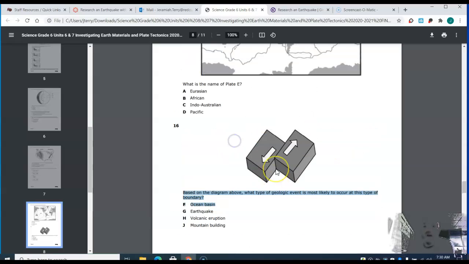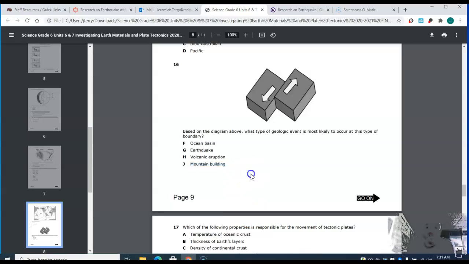Number 16, based on the diagram above, what type of geological event is most likely to occur at this type of boundary? Okay, we have 2 plates that are moving like this. What type of plate movement is this? Is this an ocean basin? Is this an earthquake? Is this a volcanic eruption? Or is this J, mountain building?